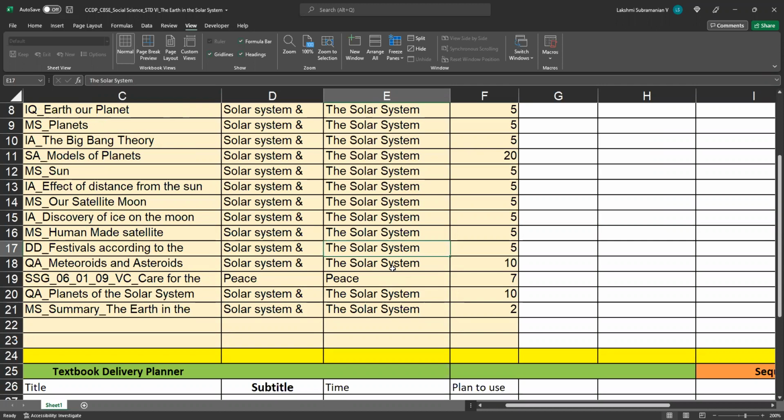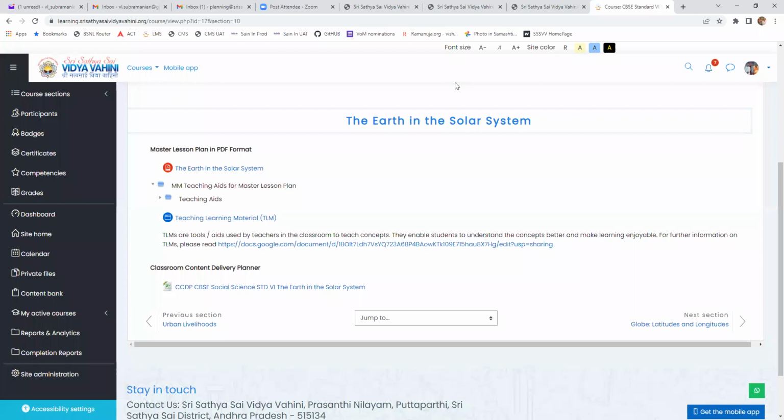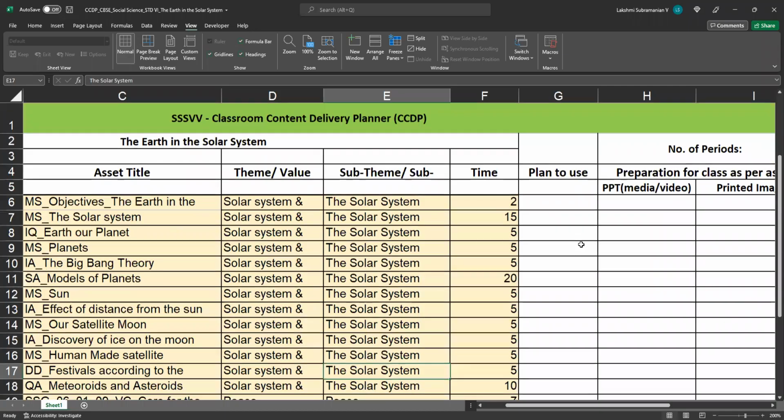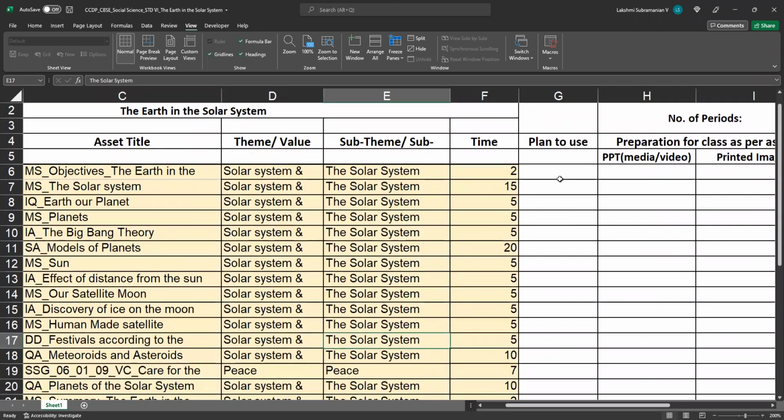Yes, sir. I have a query regarding this plan. A little bit of confusion over there. What is this column, are we supposed to fill in? It's a date, sir. Yes, sir. Which day, which period, how many periods do we have to mention, sir?